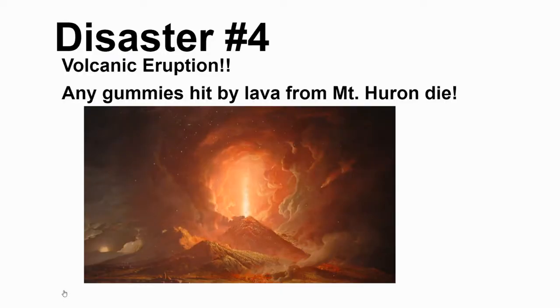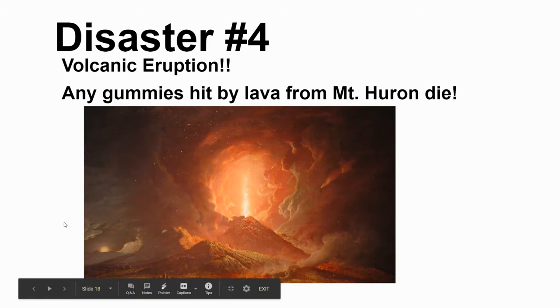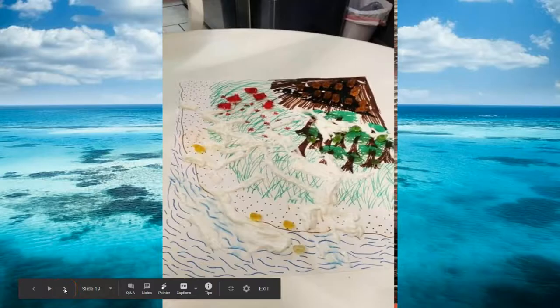And this last disaster, as if there wasn't enough chaos on the island, is a volcanic eruption. Mount Huron is erupting and any gummies hit by the molten lava are gone. Let's watch.